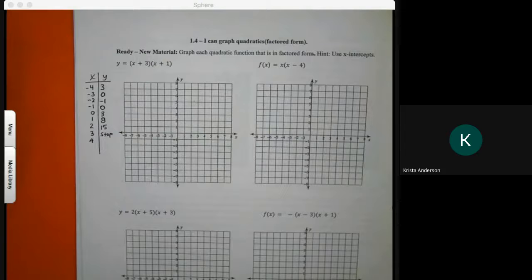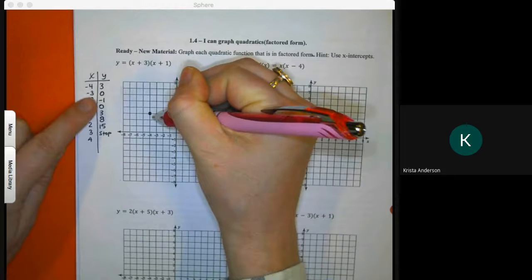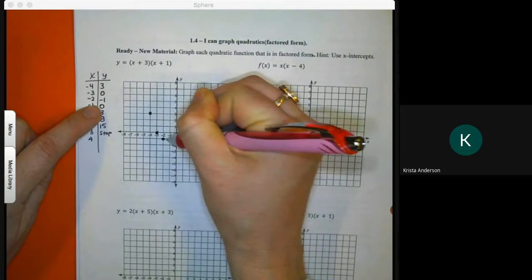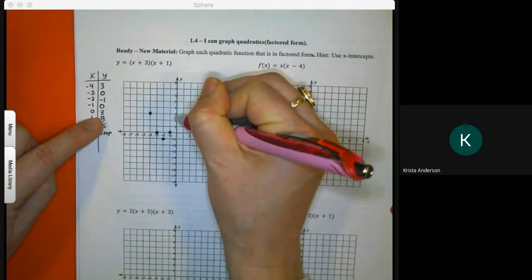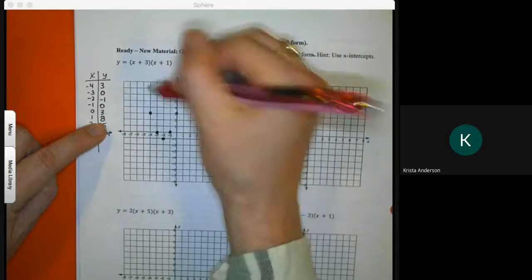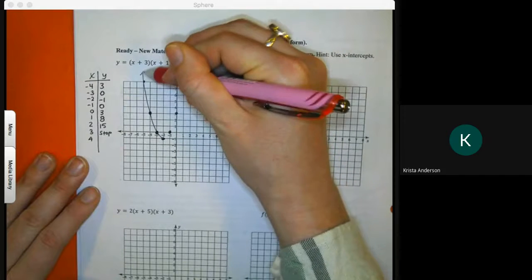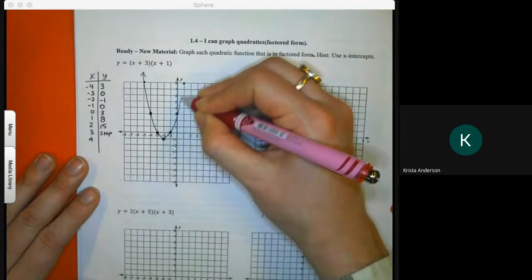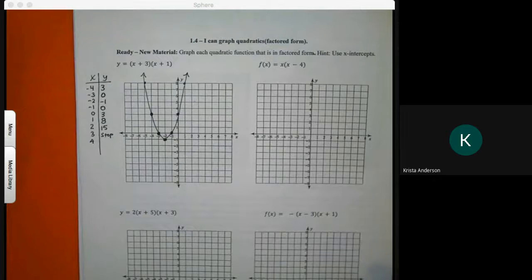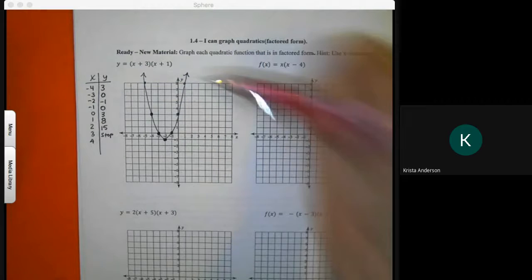I'm going to plot my points. -4 is up 3. -3 is at 0. -2 is down 1. -1 is at 0. 0 is up 3. 1 is up 8, if I really want to plot it. Then I graph my parabola. You do not have to put all 5 dots on your graph today. Today, you only have to graph the parabola and then submit.